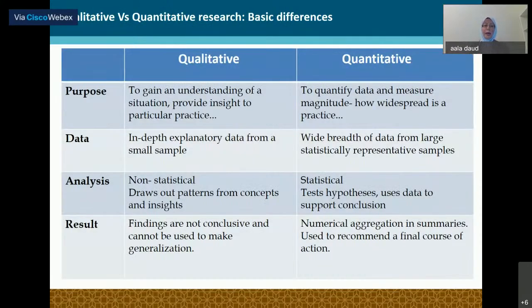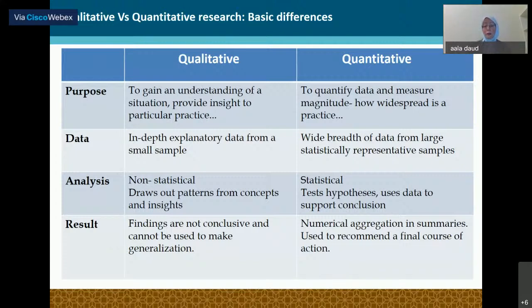Now, let's try and compare qualitative with quantitative research. So what are the basic differences? In terms of the purpose, the purpose of qualitative research, for example, is to gain an understanding of a situation and provide insight into a particular practice. So it's in-depth insight into something and trying to understand it. However, quantitative is actually quantifying data and trying to measure magnitude. So how widespread is a particular practice, for example?